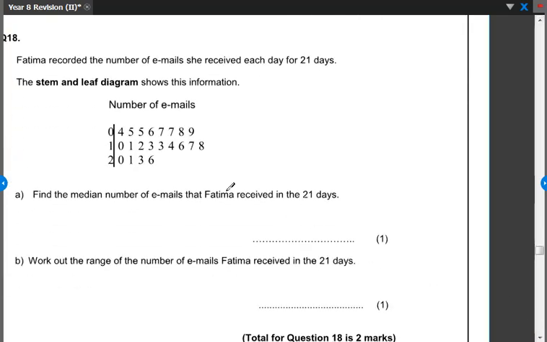Fatima recorded the number of emails she received each day for 21 days. The stem and leaf diagram shows this info. Find the median number of emails that she received. So the median is the middle number, okay?